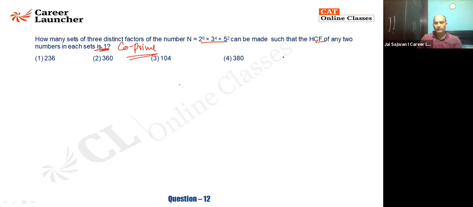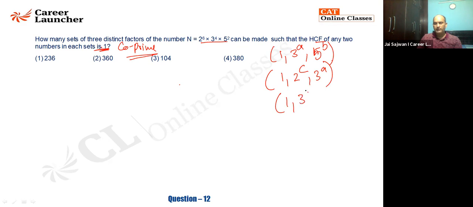आपको एक नंबर 1 आएगा, एक 3 to the power of A, एक 5 to the power of B. Then you will get one number as 1, 2 to the power of C, 3 to the power of A, because three numbers you want. Then 1, 3 to the power of A, 5 to the power of B, and 2 to the power of C. I hope it is clear. So these are the combinations which are coming.